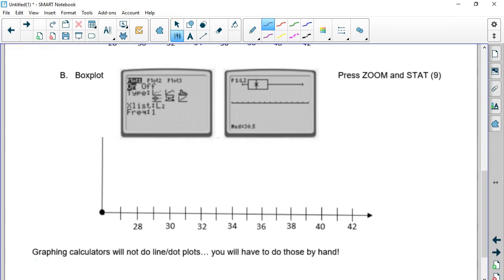So if we're going to sketch that, at 28 is our minimum, 29 is our next one, 30.5 about here, 32.5 about here, and 35 the end. So we just go through like this, and there's our box and whisker. And that's it.